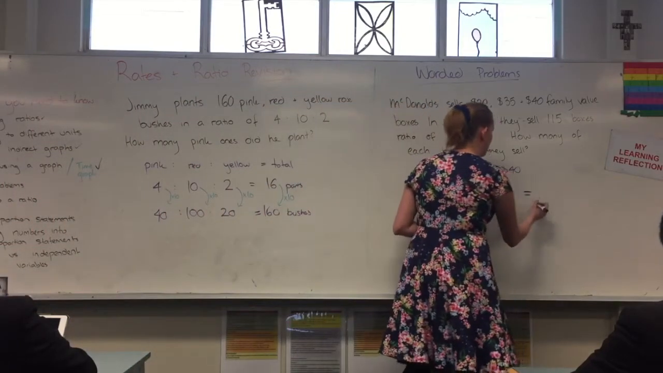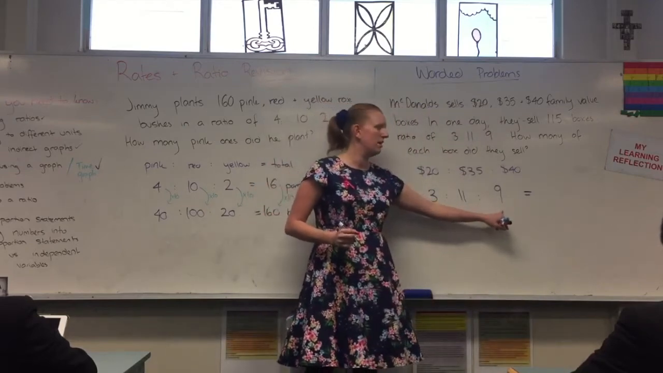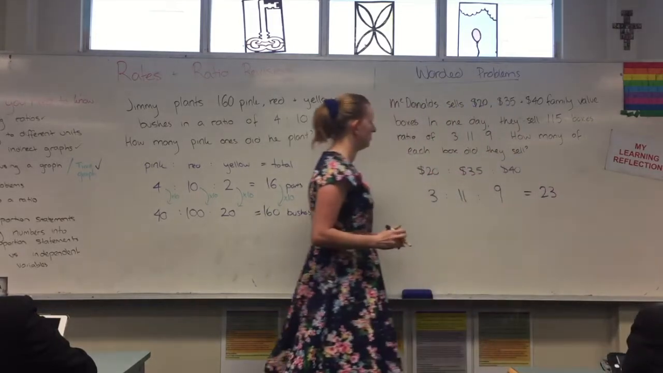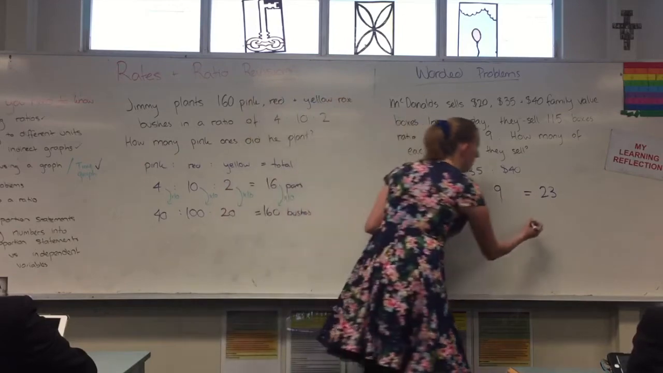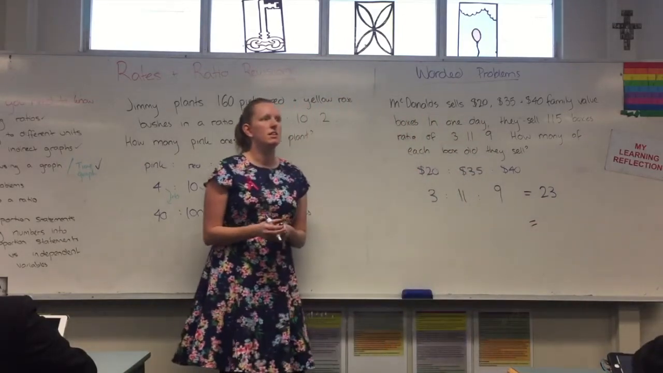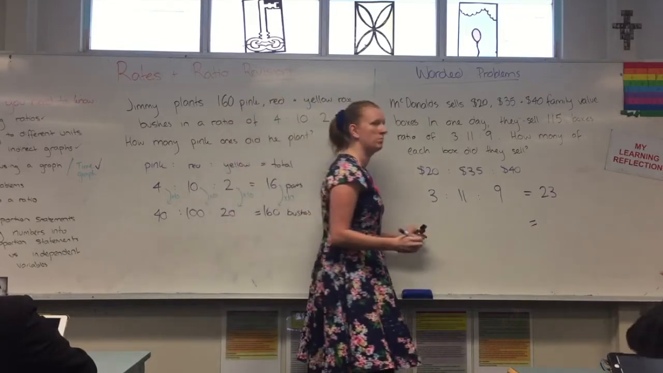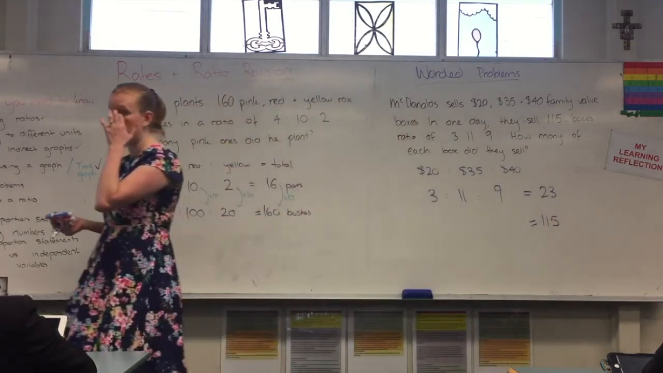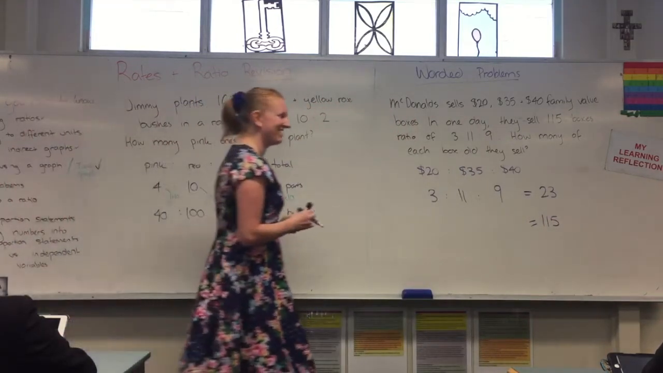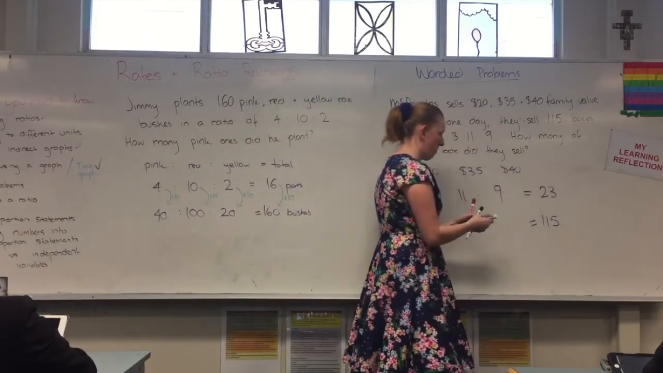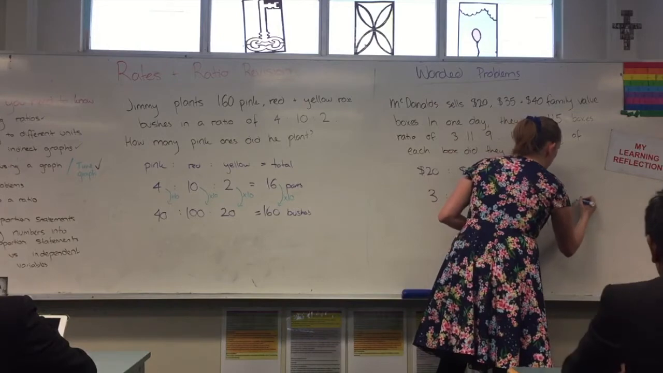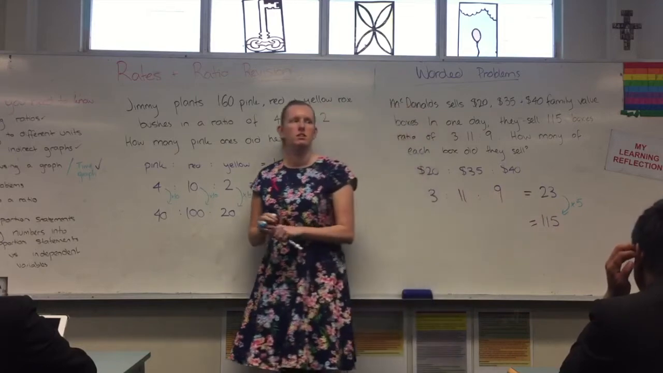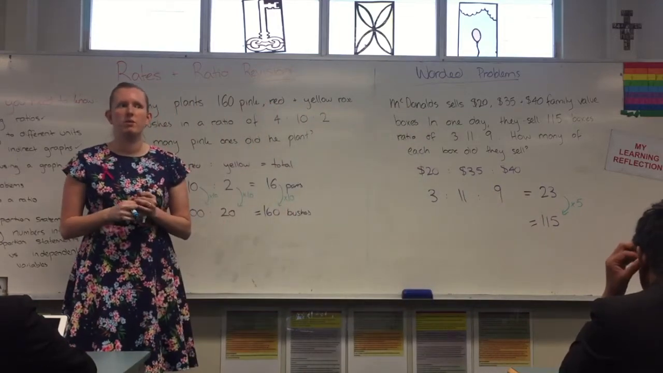Now, how many parts are there? 3 plus 11 plus 9? 23. Cool. Now, how many boxes did they sell in total? Yep, 115. Now, can anyone tell me how many times 23 goes into 115? Nice, it's 5. So to go from there to there, it's multiplied by 5. Any questions about how we figured that out?